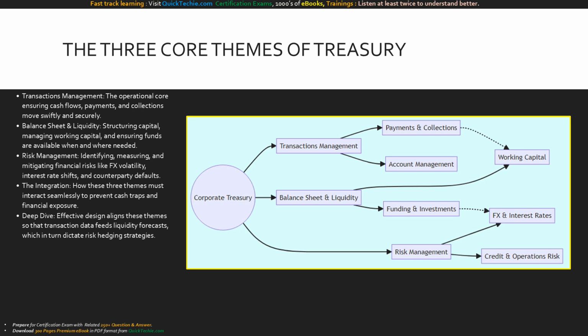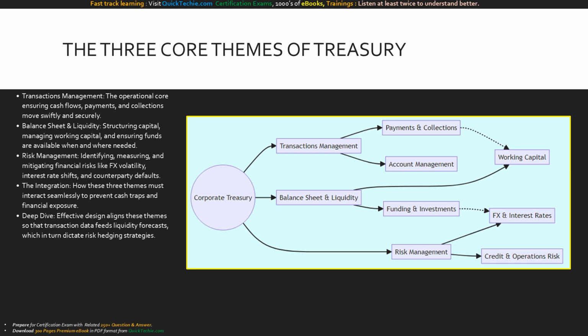To build an effective treasury, we must clearly define what it is we are managing. As you step into a senior treasury role, you must view your operations through three distinct, yet deeply interconnected, themes. First, transactions management. This is your operational heartbeat, the daily flow of money in and out of the firm. It covers payments, receivables, and the optimization of the cash conversion cycle. Second, balance sheet and liquidity management. This asks the question, do we have the right capital, in the right currency, at the right time? It involves funding, investment strategies, and working capital management.